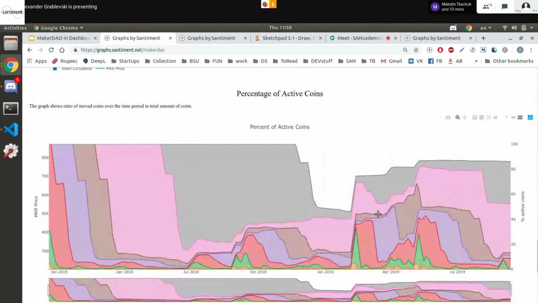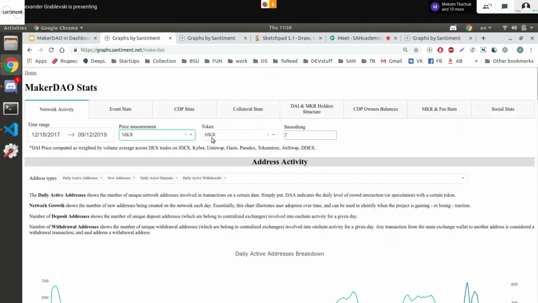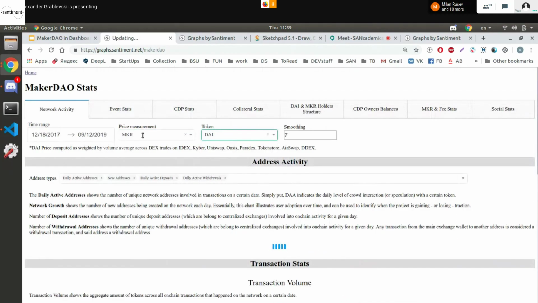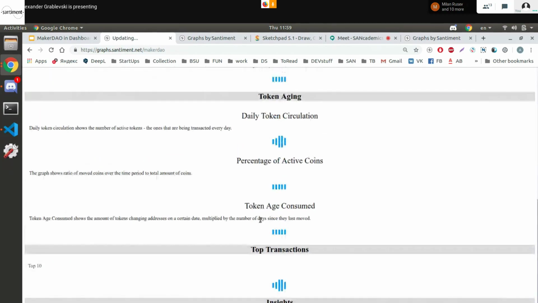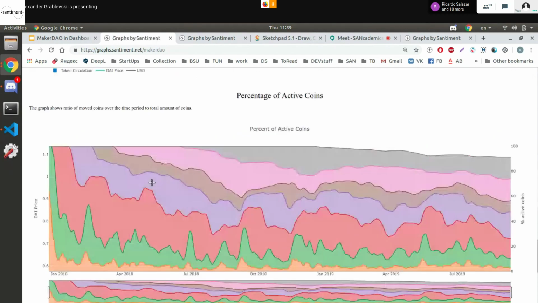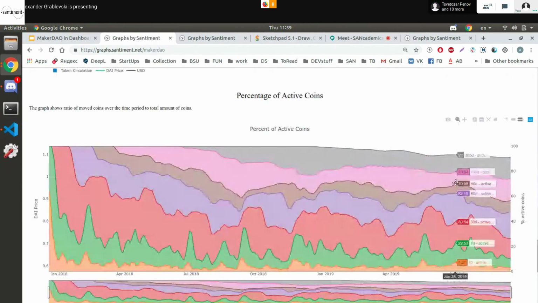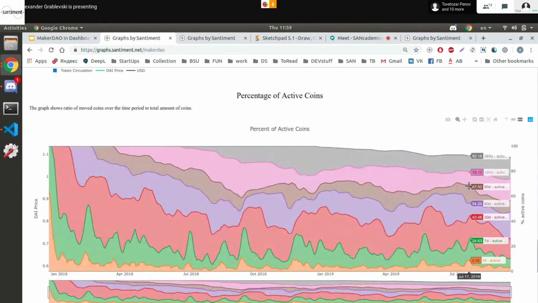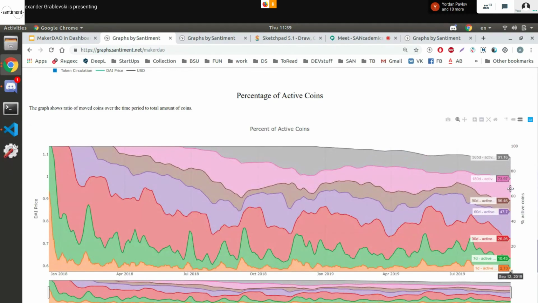Percentage of active coins, I think that's more relevant for DAI coin. So you just plot DAI coin and DAI price. So percentage of active coins are the graph. This graph shows you actually how much of coin are being active within a given time range. For example, here yesterday, we had 91% of coin that been active for 1 year.